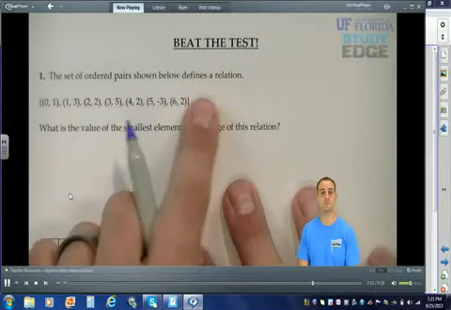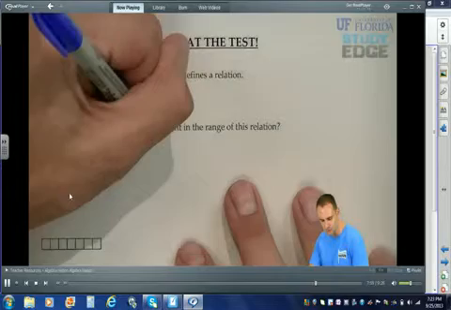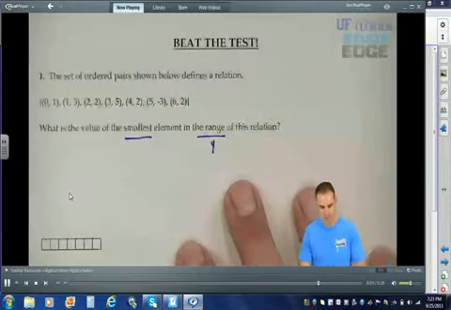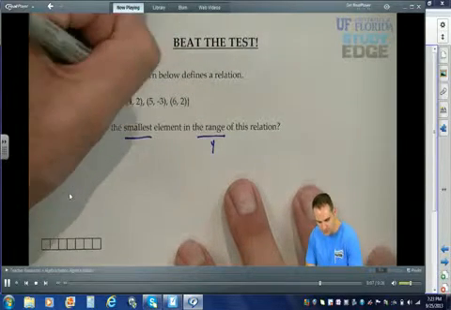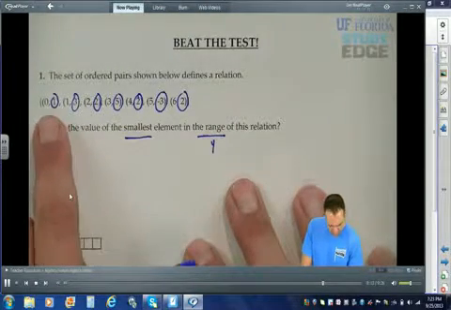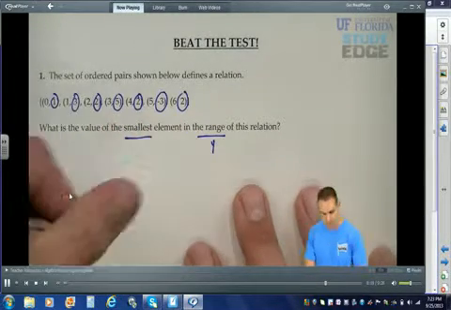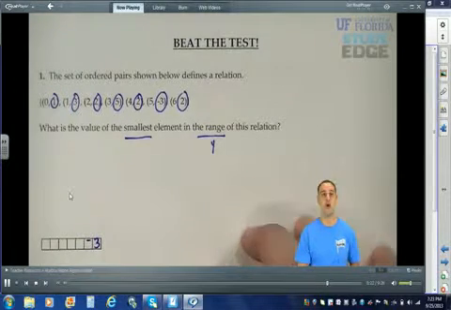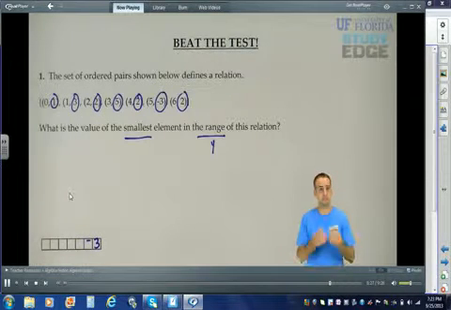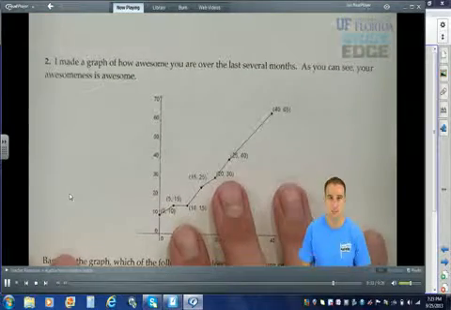The set of ordered pairs shown below is a relation, x's and y's. What is the value of the smallest element in the range? We want the smallest element in the range. Remember, range is all your possible y's. So I'm going to look at all the y coordinates here, and I just want the smallest. If you notice, looking at just the y's, I've got 1, 3, 2, 5, 2, -3, and 2. -3 would be the smallest. And that's your answer, -3. So instead of asking for all domain and all range, they wanted a specific point in the range, the smallest.